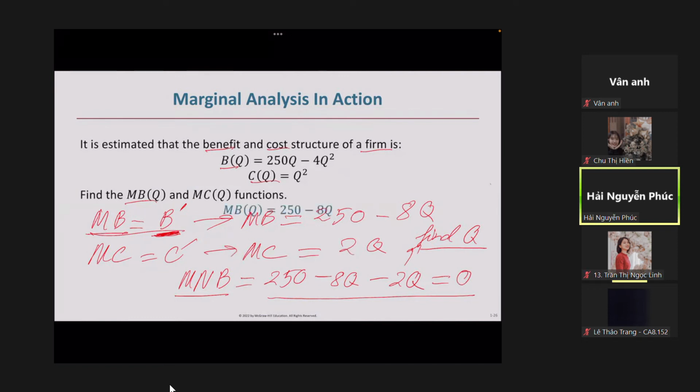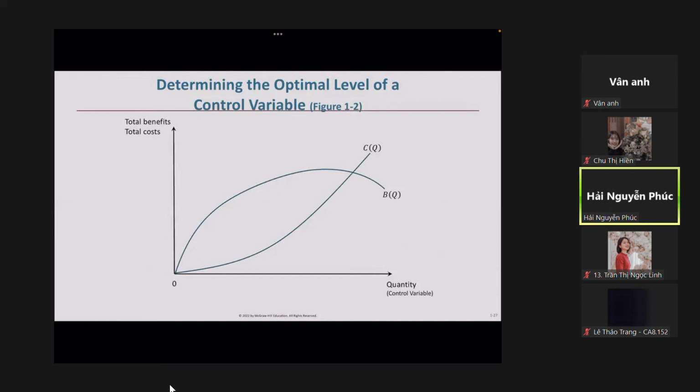Specifically, here is the answer for the question. You will find that the quantity of output that maximizes the profit is going to be 25 if we solve this equation. Now, let's take a look at the graph to show the key point graphically. Here is the quantity, our control variable. Here is the total benefit or total cost measured in dollar amounts.